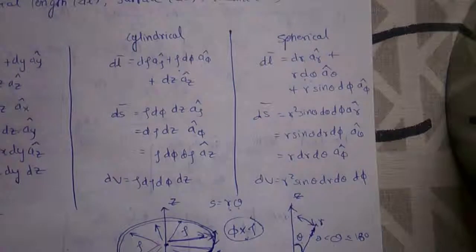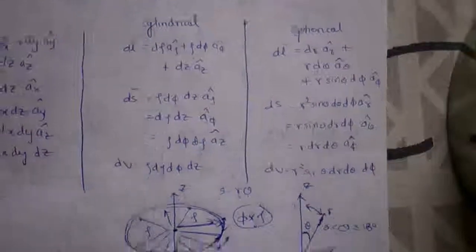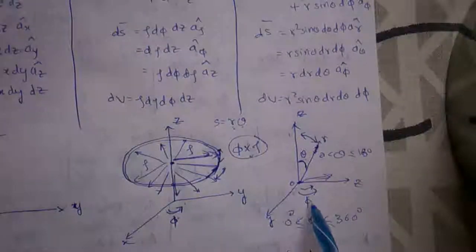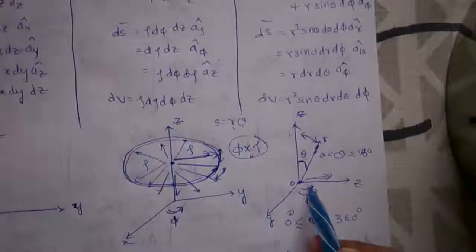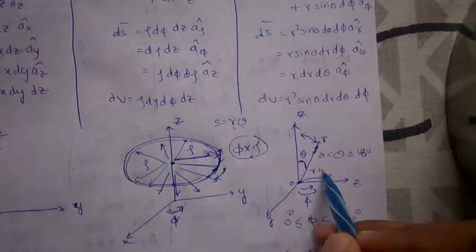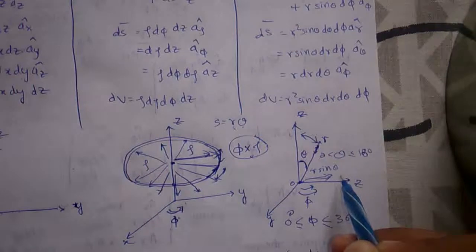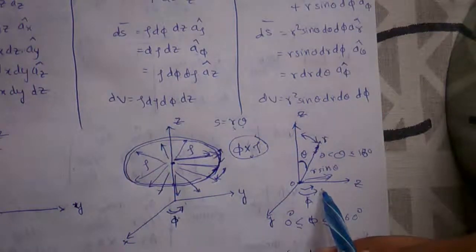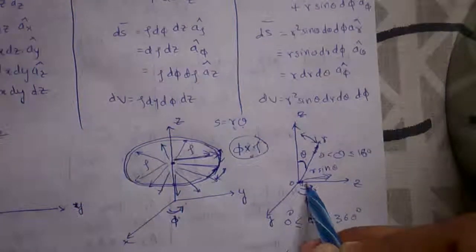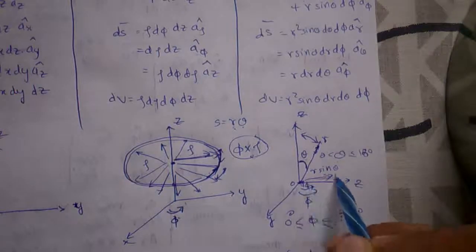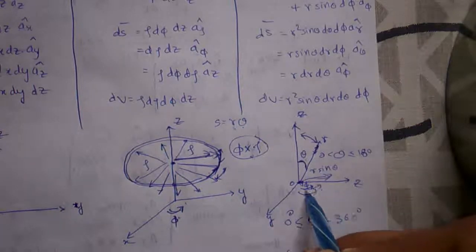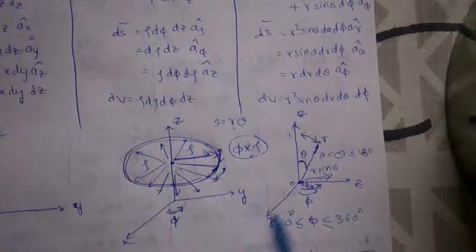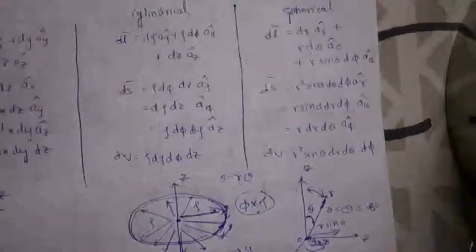So I'll be getting this vector, right? r sin theta is my radius, d phi is a small angle here somewhere, and if I multiply them, I'll be getting a small length of a sector, right? So I got three vectors in terms of length.